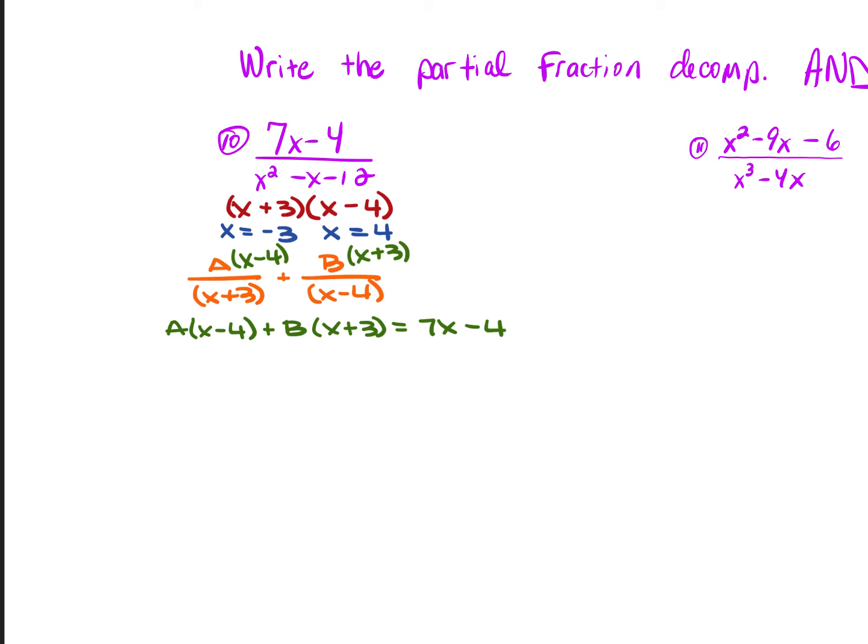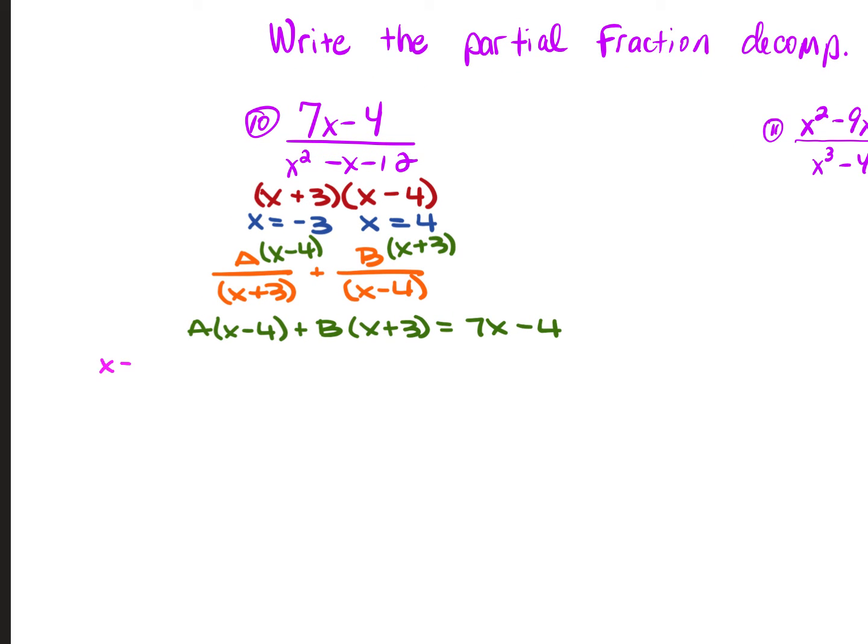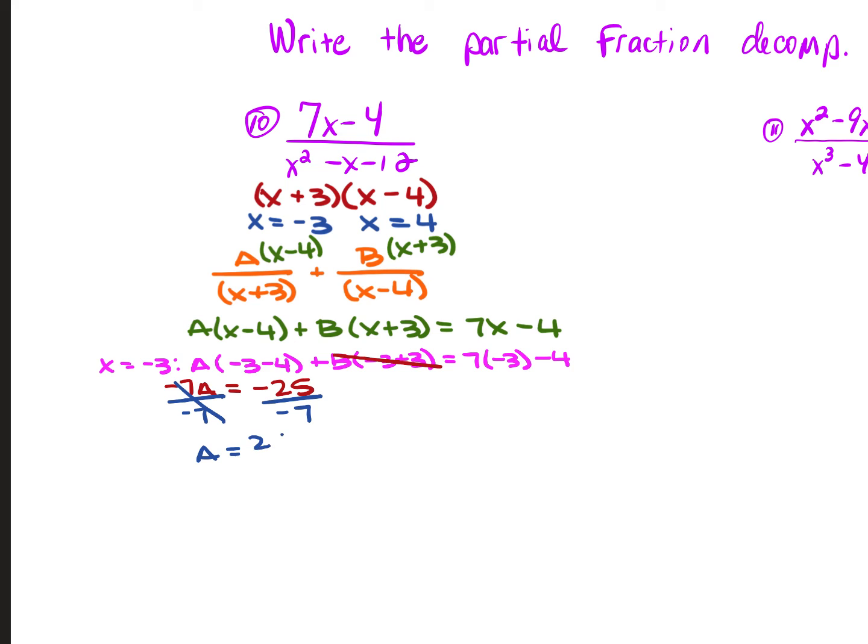So use x is equal to negative 3 first. If x is equal to negative 3, a times negative 3 minus 4 plus b times negative 3 plus 3 is equal to 7 times negative 3 minus 4. The negative 3 plus 3 is going to be 0, so it's going to cancel that b out. We're going to have negative 7a is equal to 7 times negative 3, which is negative 21, minus 4 is negative 25. We divide each side by the negative 7, and we get that a is equal to 25 over 7.